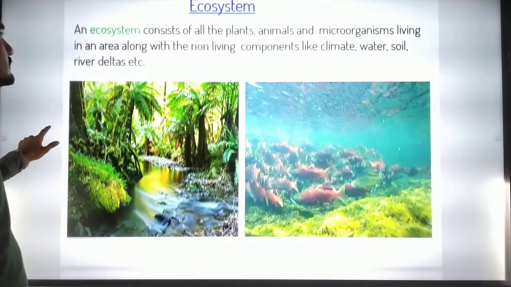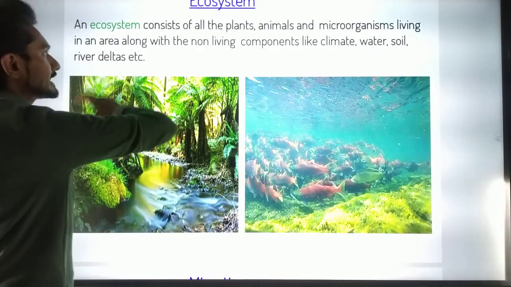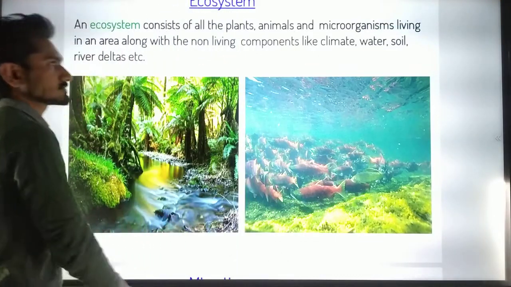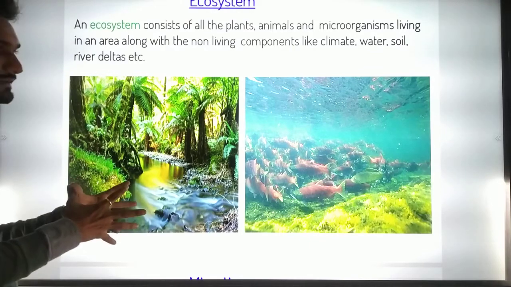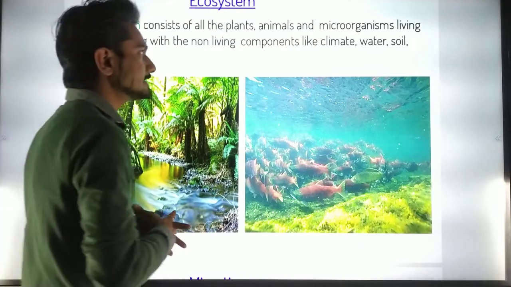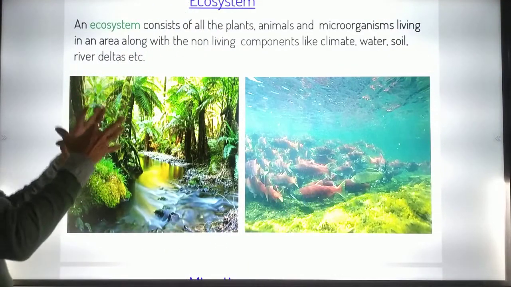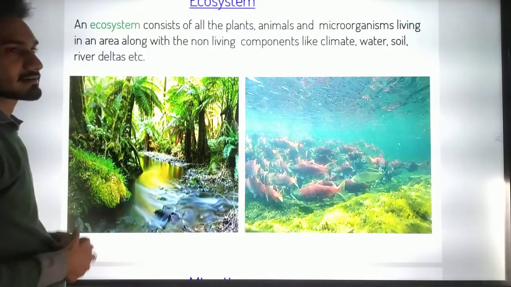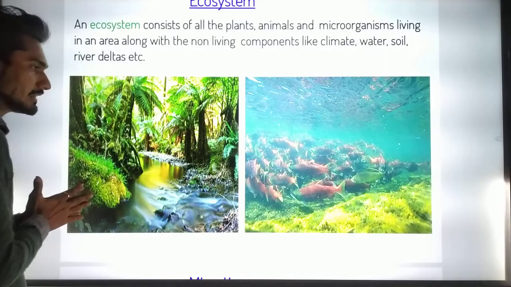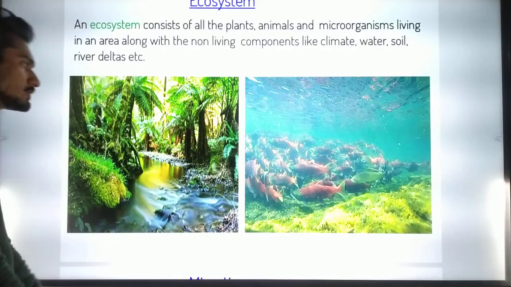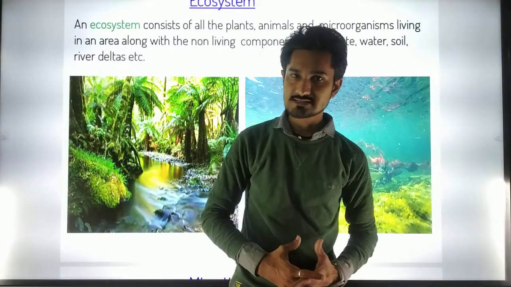Now, what is an ecosystem? Wherever three things come together, like plants, animals and microorganisms, and for a better living area it needs components like climate, water, soil, river, whatever area has components like this, and the combination of plants, animals and microorganisms, this type of particular system is called an ecosystem. The system made by the environment is called an ecosystem, in easy language.